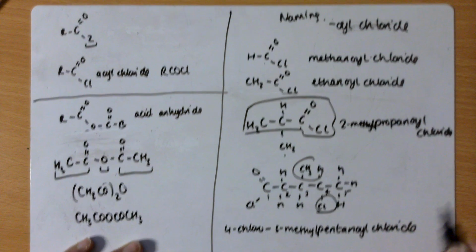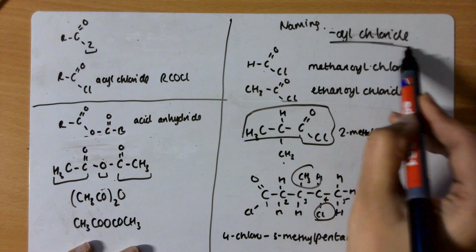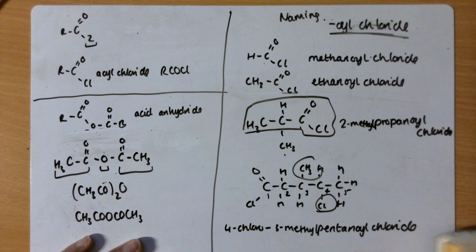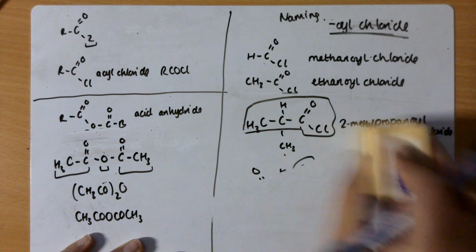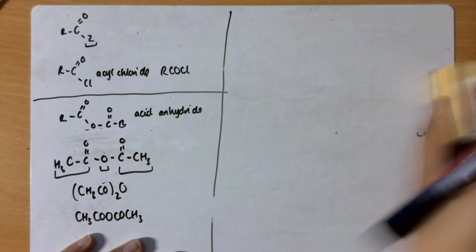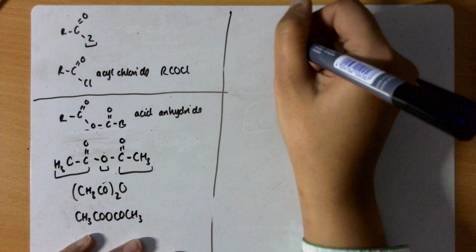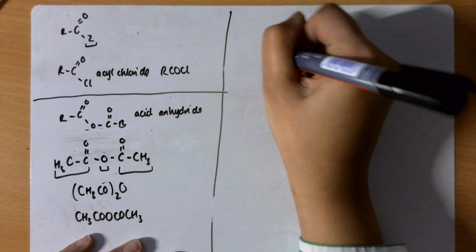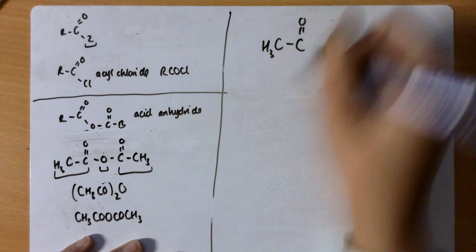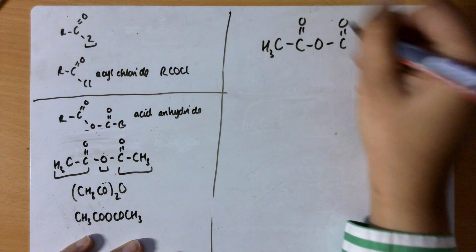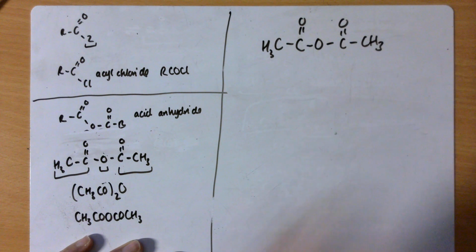If it was the same thing, the important thing is just remembering what your suffix has to be. So that's naming your acyl chlorides. The final one is naming your acid anhydrides, which is actually quite straightforward. When you have your acid anhydrides, for example this, which was the one that I actually drew out over here, so I'm just going to draw it a little bit bigger, up here.